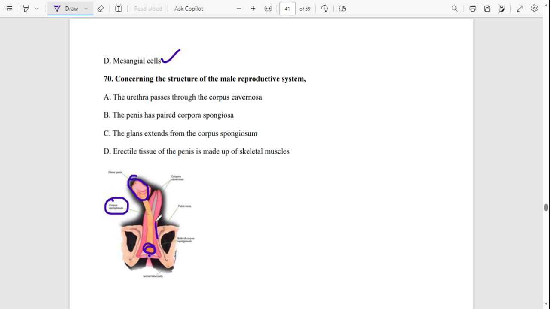And then we have got two corpora cavernosa. So let's answer now. The urethra passes through the corpus cavernosum, that is not true. It passes in the corpus spongiosum. The penis has paired corpora spongiosa, that is not true. The ones which are paired are the corpora cavernosa, not spongiosa. The glans extends from the corpus spongiosum. You can see that is true. Erectile tissue of the penis is made up of skeletal muscle. This is not skeletal muscle, it's just erectile tissue.